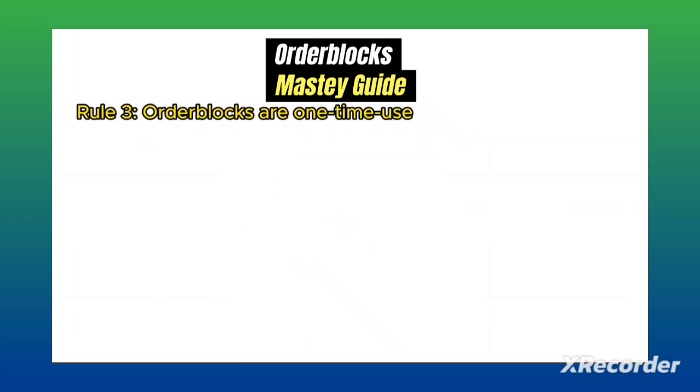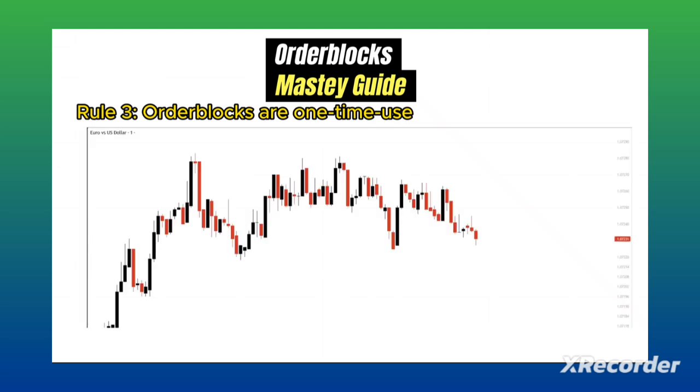The third rule is something that we already mentioned a couple of minutes before. The third is that order blocks are one-time use, and let's present an example for you to understand. So we have the Eurodollar on the 1-minute time frame. Right now it's in a kind of slow uptrend.